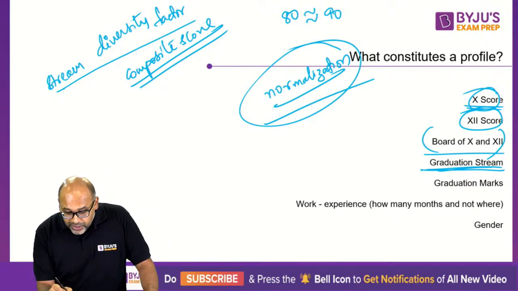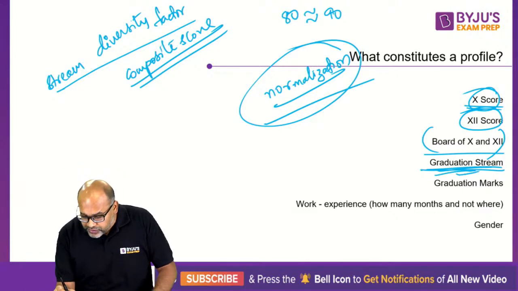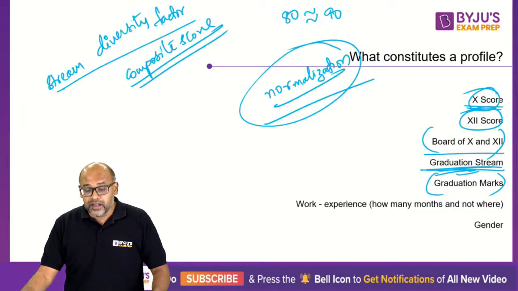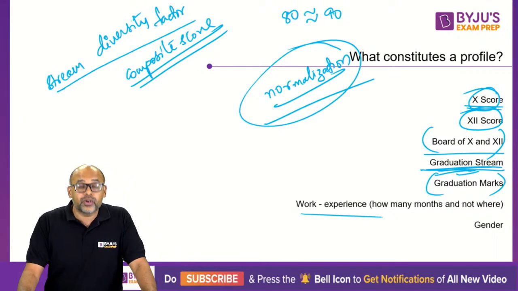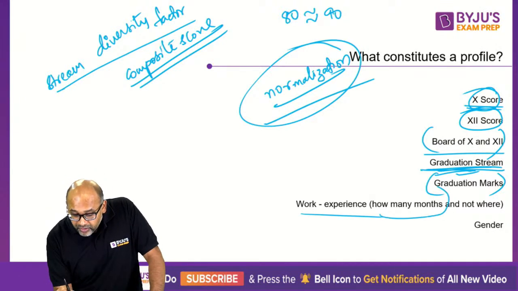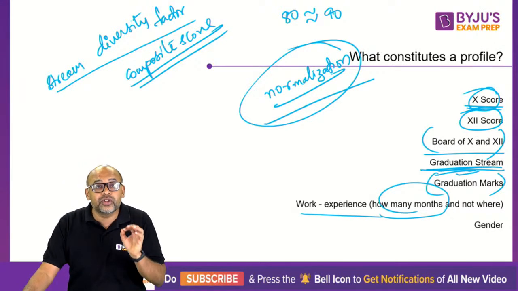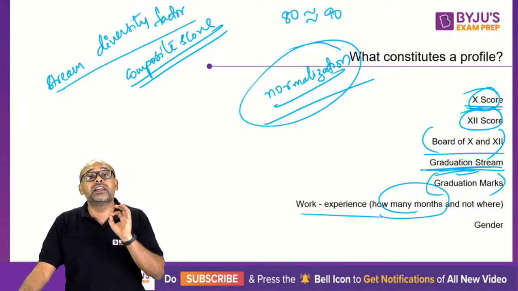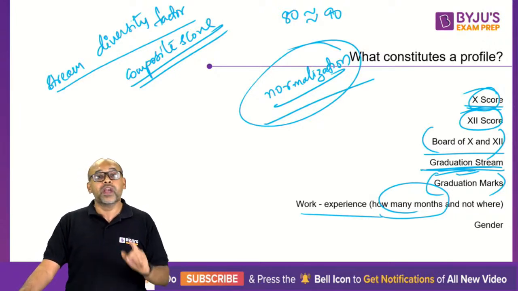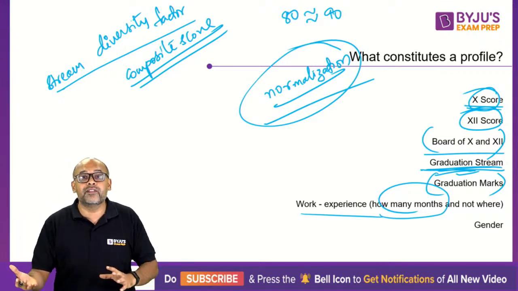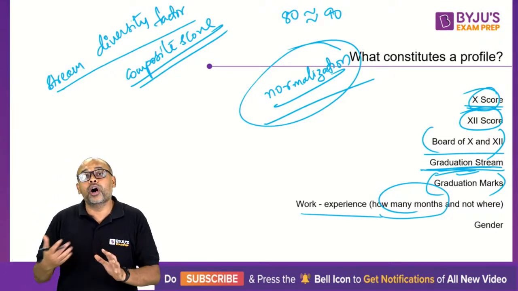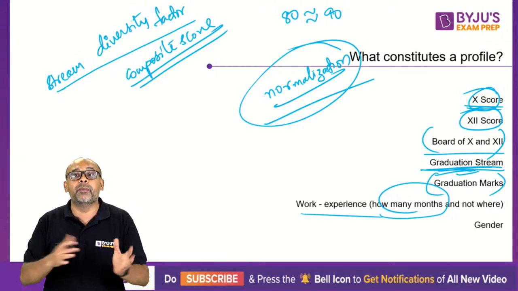Anyway, graduation stream, as I said, does matter, and of course graduation marks will matter too. Then the next thing that matters is your work experience. So here it's the number of months that matters. It does not matter, again I repeat, it does not matter where you worked. A lot of students ask me this question: sir, is my marketing work going to help me? Or I have done an IT job, will it be bad for me?